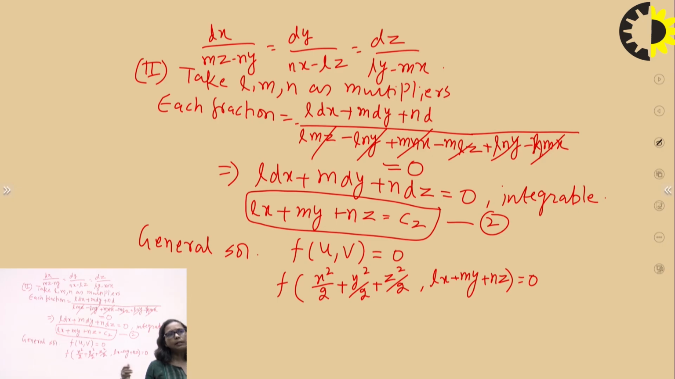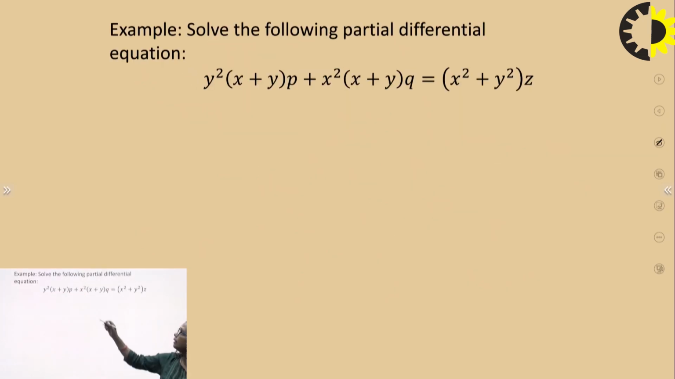Clear? So this is how we solve it, we have used the multiplier method over here. In the first question, we used the grouping method. In this question, we used the multiplier method. Okay. So I am taking the last question in this slide. Solve the partial differential equation y square x plus yp, x square x plus yq equal to x square plus y square into z. Again, this is Lagrange linear.